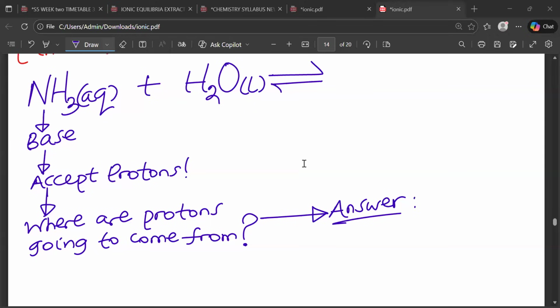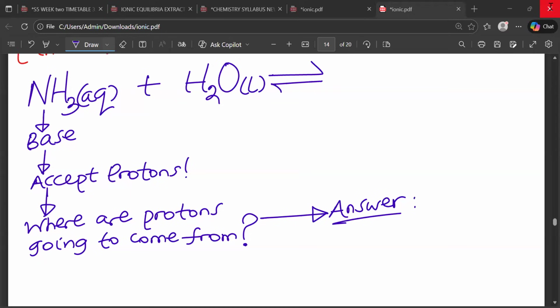By saying from water, it will react with water. Okay, that is very good. I think people can see that. Ammonia is with water. It's with nothing else. It's with water. It's water that is there.